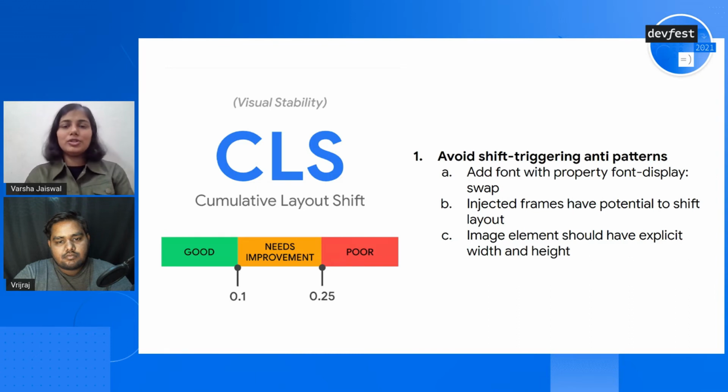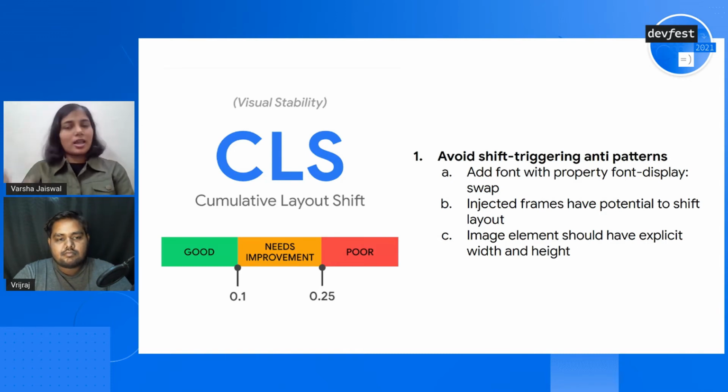Until then you can use a property like font-display: swap, so that until or unless that font file is loaded in the user's browser, the text will be visible with the default font which is there for your website. It will not vanish, and it will not wait until the font gets loaded and then again a layout shift will occur, right? You can also avoid using iframes, because they are not predictable.